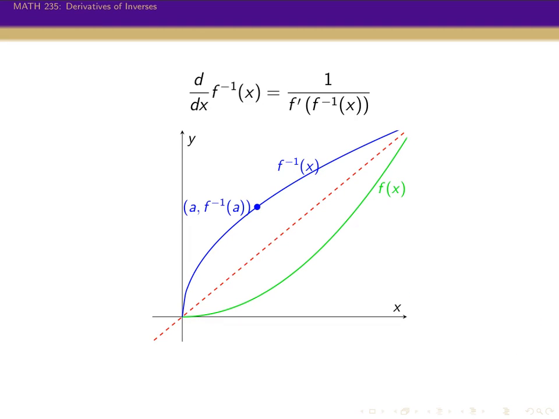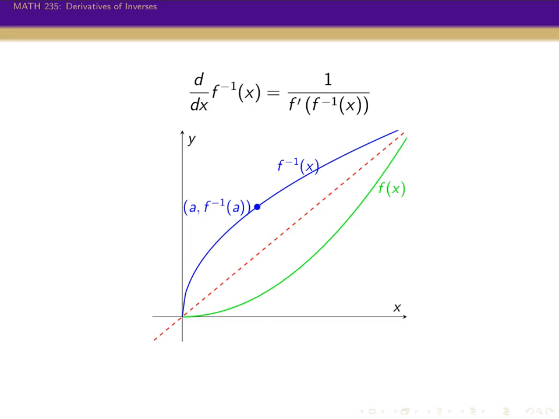Okay, so let's talk a little bit about what's going on geometrically here. Our green function is our original f of x. This is the function that we know how to take derivatives of. And then the blue function is its inverse, and this is what we're trying to figure out, what the derivative is. We're starting off with a point on the inverse function, where the x value is at a, and then the y value is the inverse value of that.